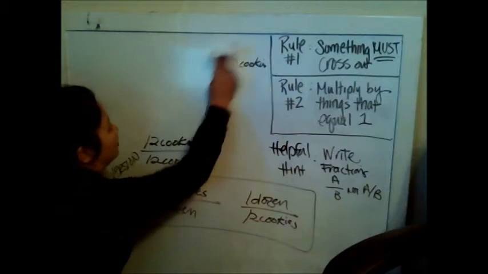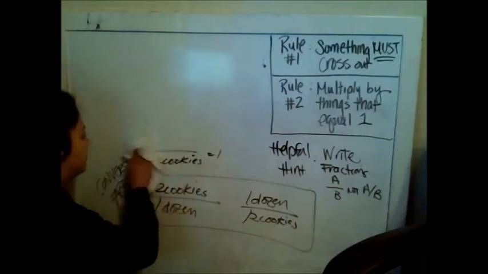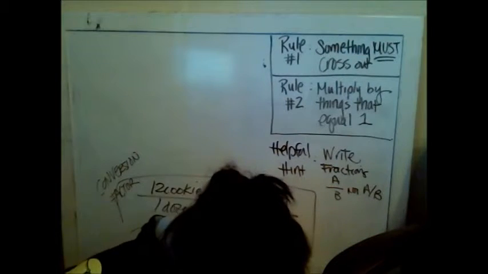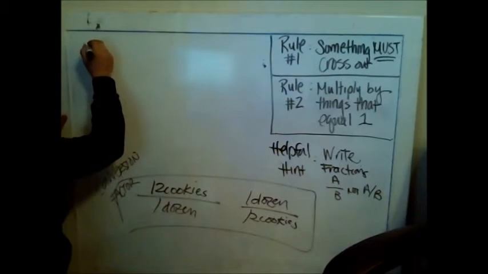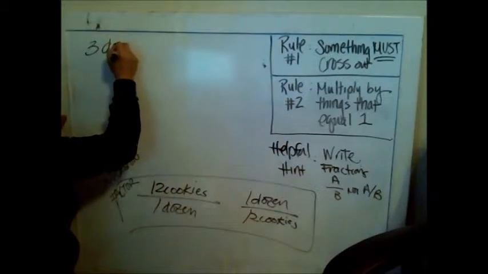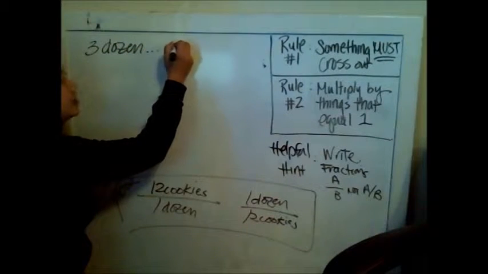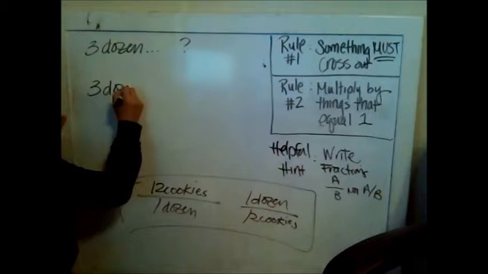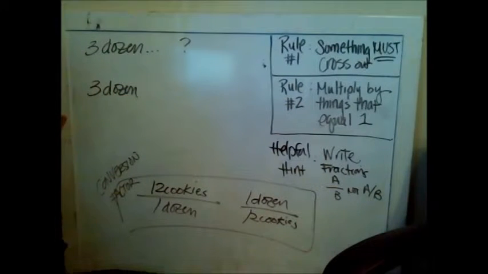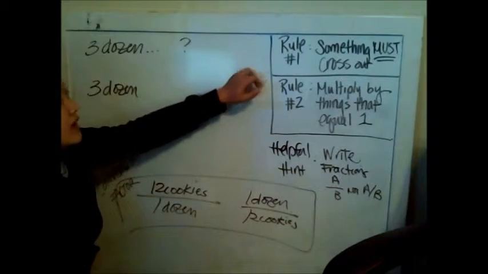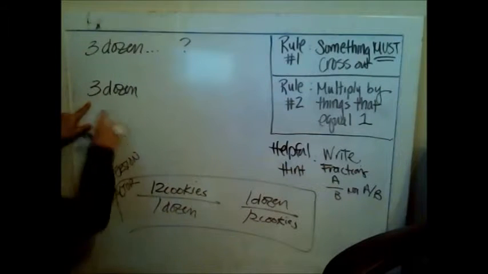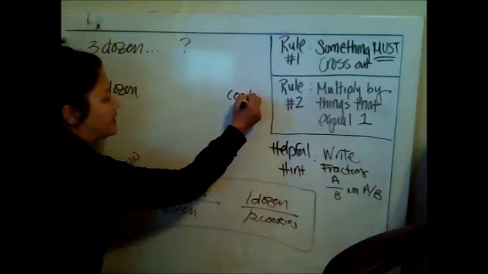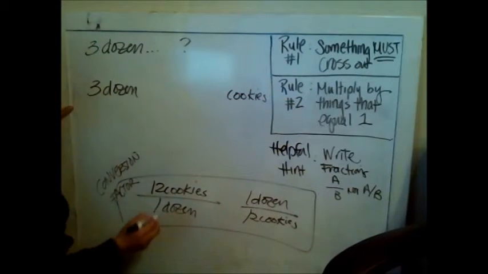But I like to always start with something that makes a little bit more sense, okay? So we're going to start with a question that we can almost do in our heads, and that is, if I have 3 dozen cookies, how many cookies do I actually have, all right? So I always start off by writing what I have. I have 3 dozen. That's what's given to me in the problem. Rule number 1 tells me that something must cross out. So I say to myself, I've got to get rid of the word dozen because I don't want to be in that word. I want to be in the word cookies, okay?